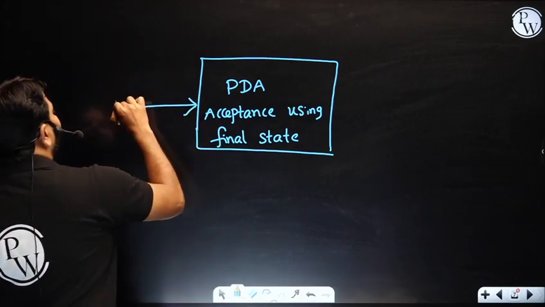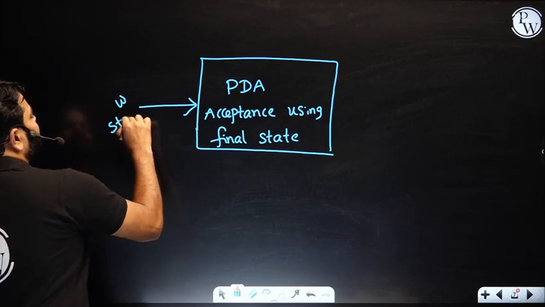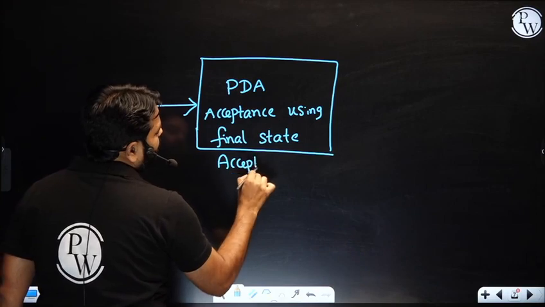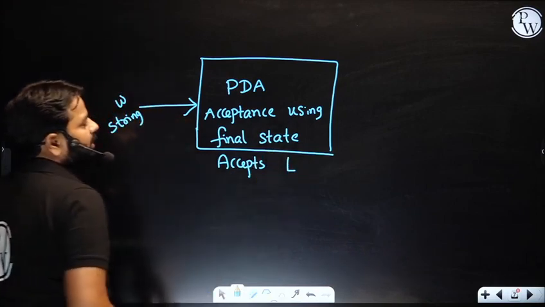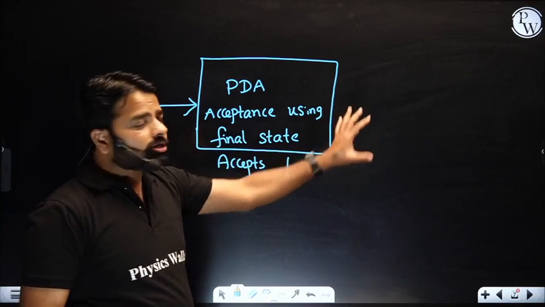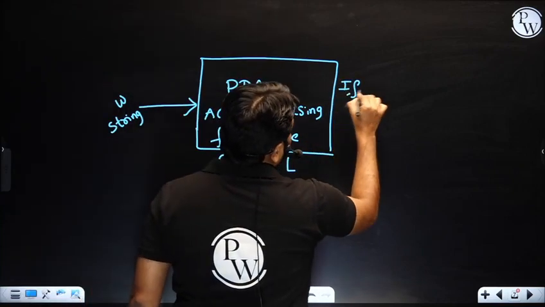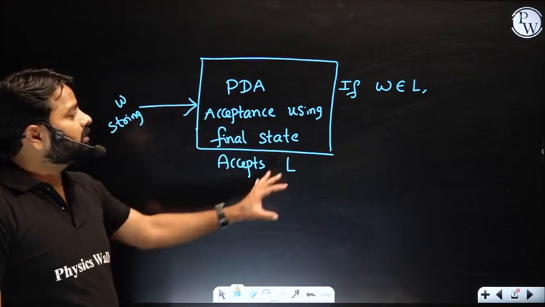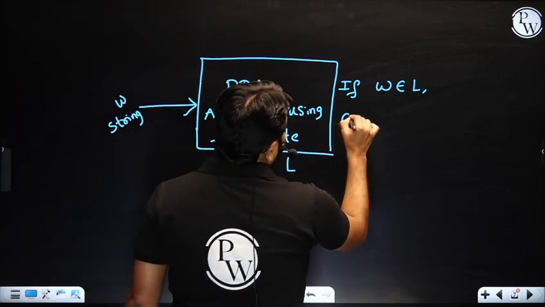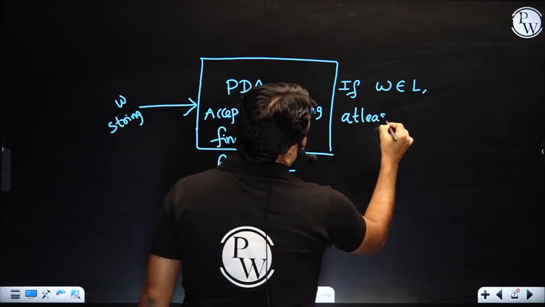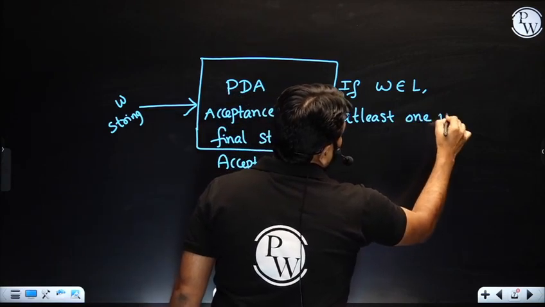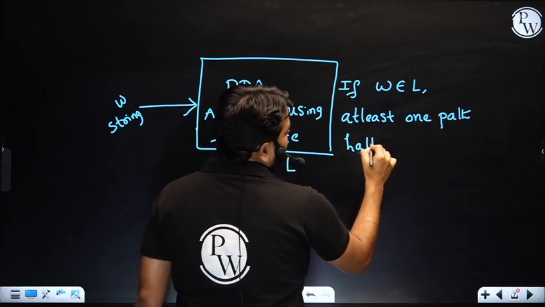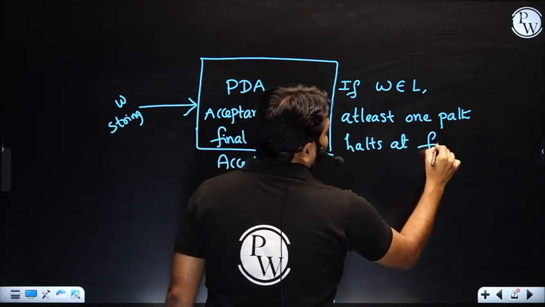Here we have a string, let's say W, which is called the input string. Let's say this PDA is accepting language L, then if the string belongs to L, what happens in this PDA? Like NFA, it will definitely halt at final with at least one path. At least one path exists in the machine, no doubt. At least one path halts at final state.